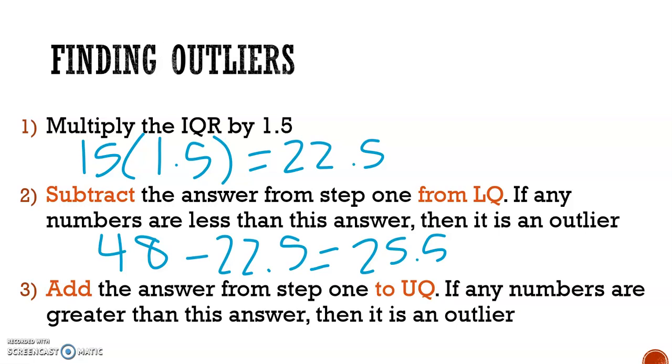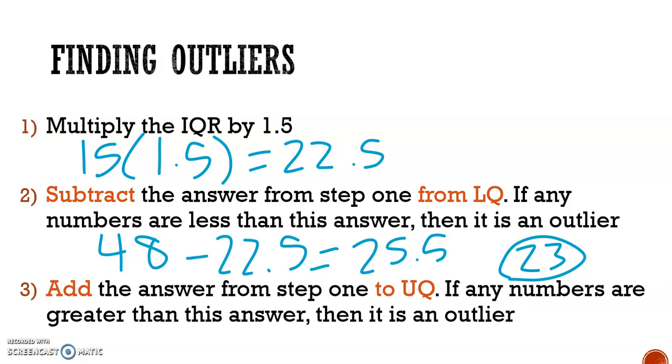So what this means is any number that is less than 25.5 in our data set is going to be an outlier. So we have the number 23. So 23 is an outlier since it is less than 25.5.